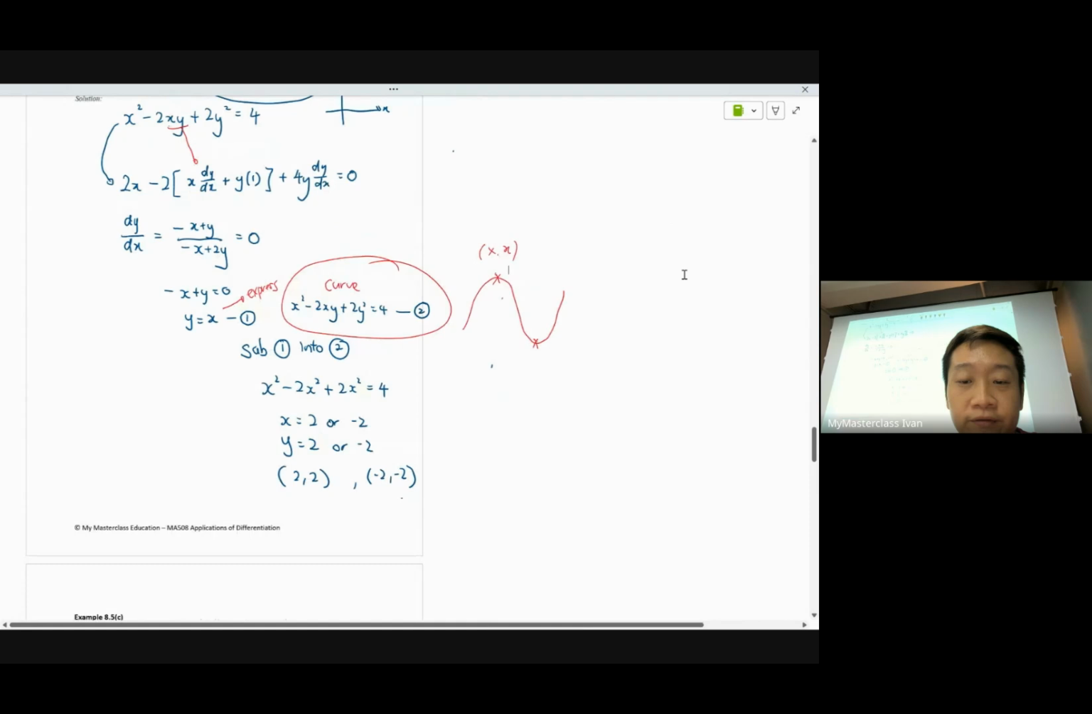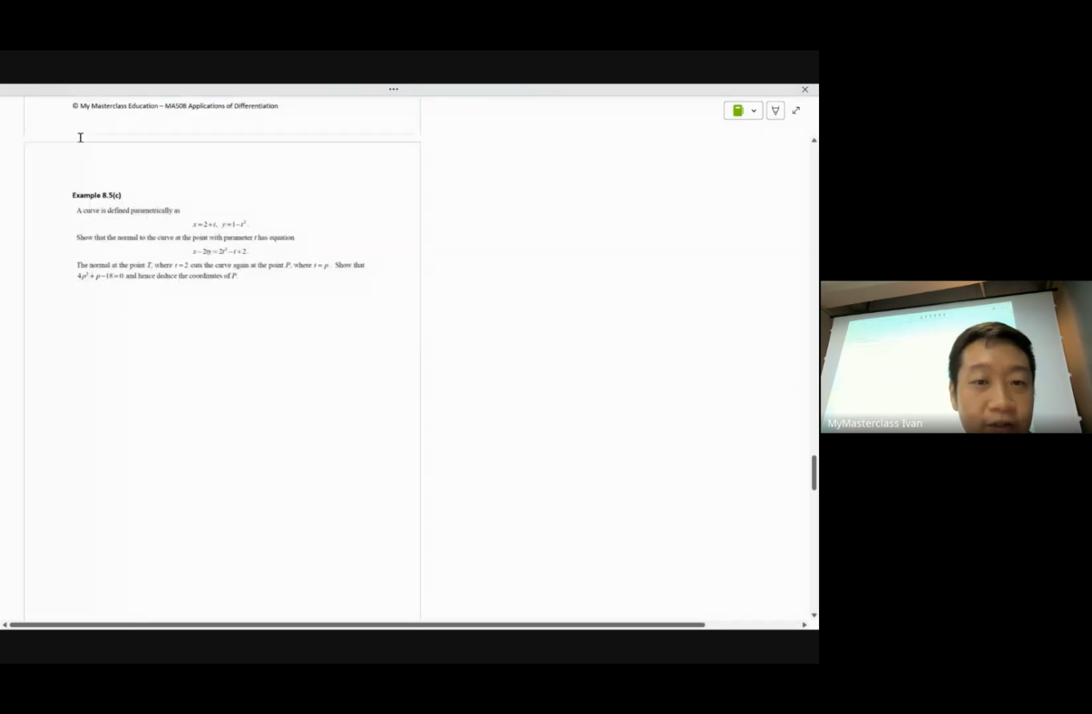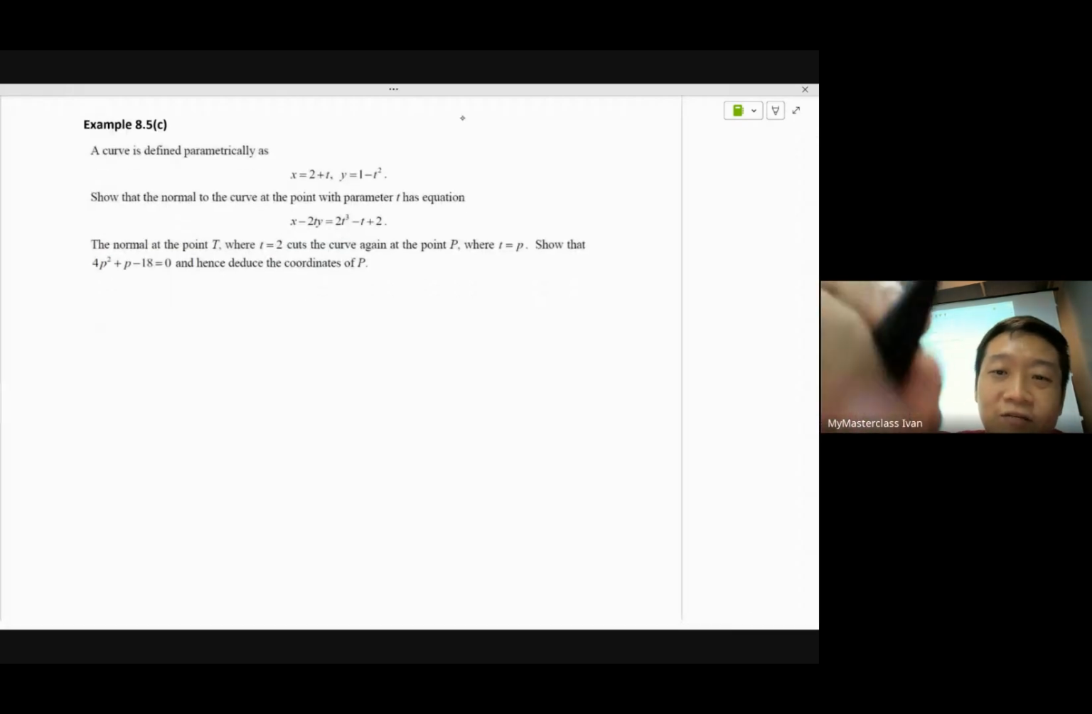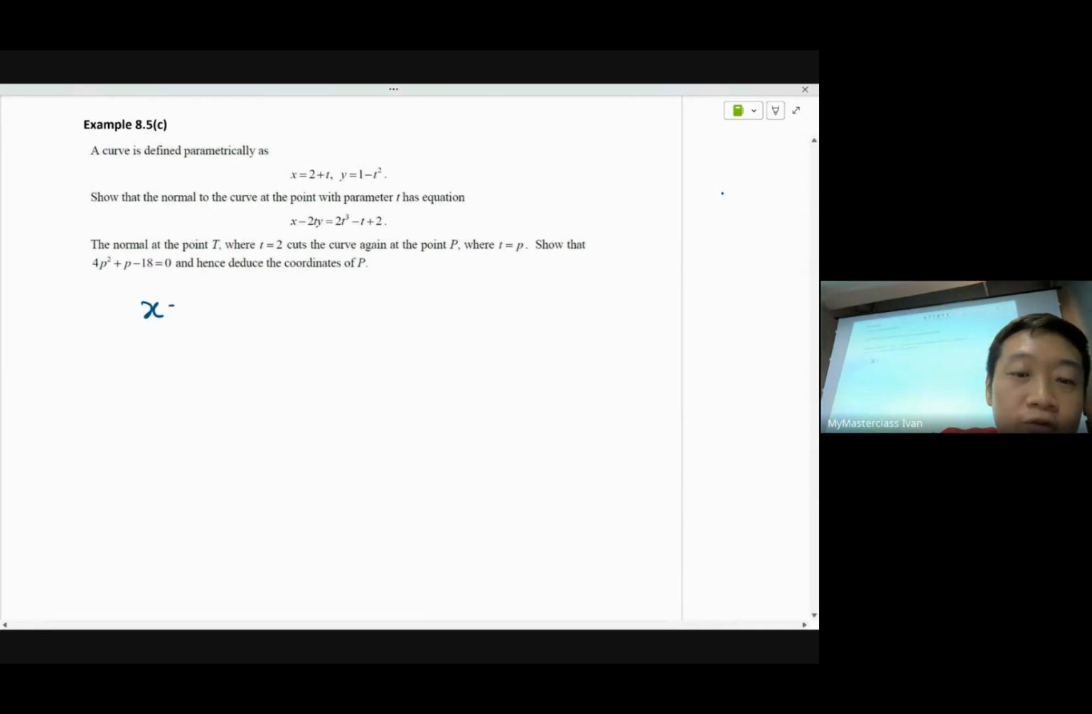Okay? Show that the normal at the point with the parameter t. So that means they give you t, x equals 2 plus t, dx dt equals what?